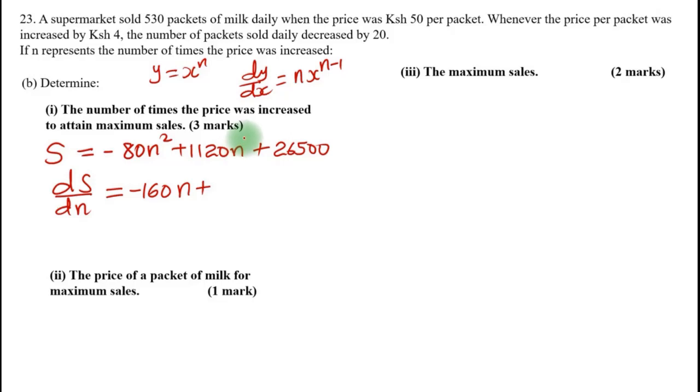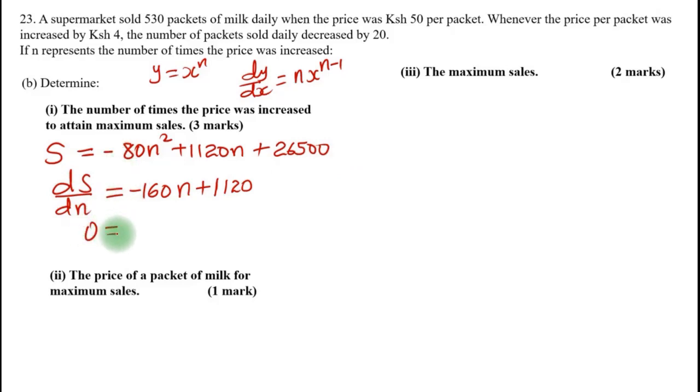So here the power is 1, so we have 1120, then n power 1, 1 minus 1 is 0, so n power 0 is 1, and the other one is 0. When you differentiate a constant value, you get a 0. Therefore, ds/dn will be 0 for maximum sales.